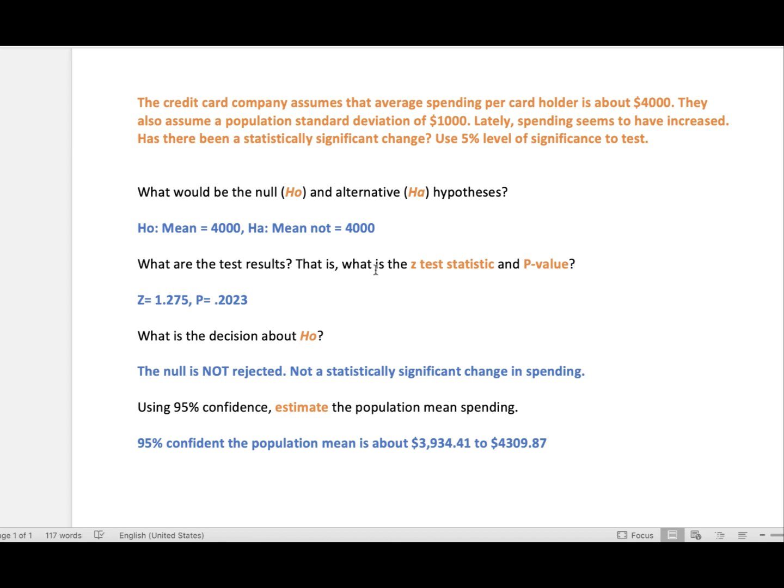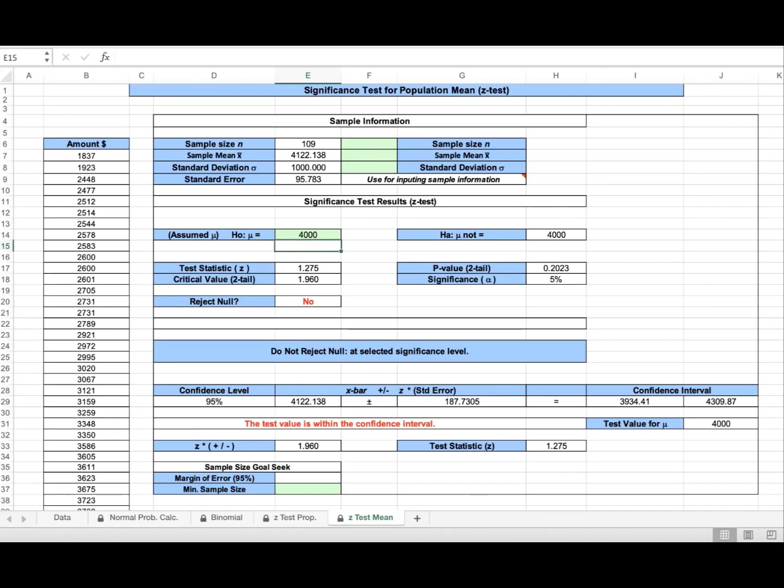What are the results? That is, what is the z-test statistic and p-value? When we ask for test results, we're always looking for the test statistic and the p-value. Here we could see our z-test statistic is only 1.275 and nowhere close to the required 1.96 for statistical significance. Accordingly, our p-value is high, over 20%. On our spreadsheet, we can see our sample mean, 4122, is in fact greater than 4,000.